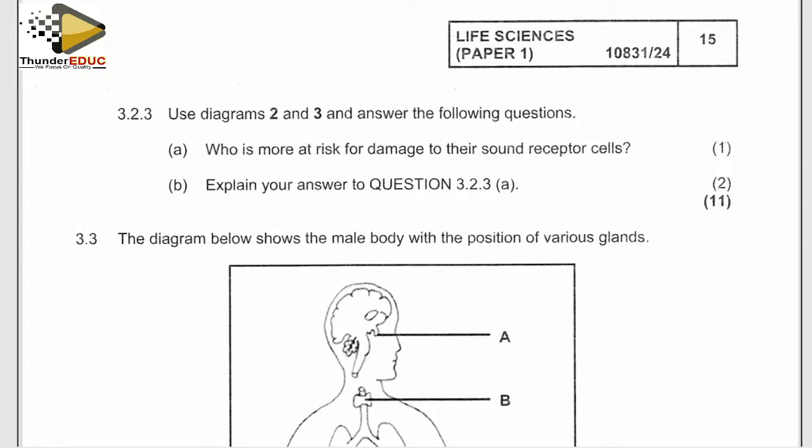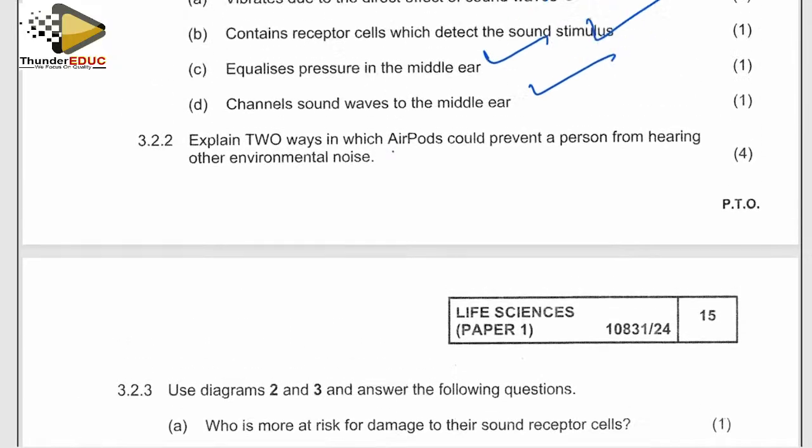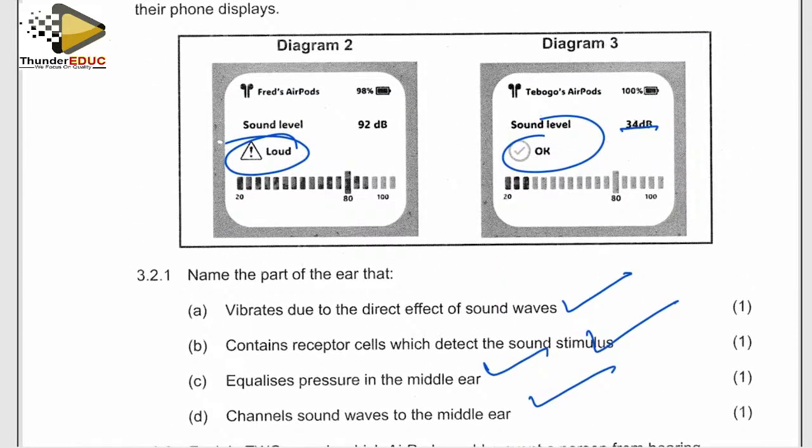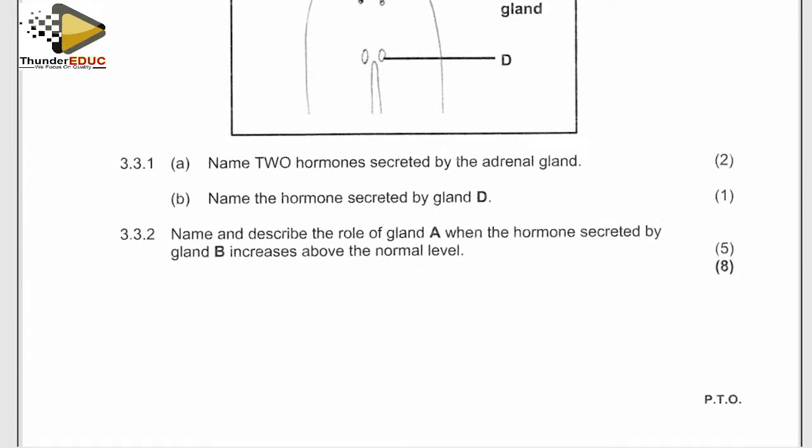3.2.3, use diagrams 2 and 3. Answer the following question: who is more at risk for damage to their sound receptor cells? So between this and that, who is at risk? Between 3 and 2, the answer is this one because it is louder, therefore it's easy to damage those cells.